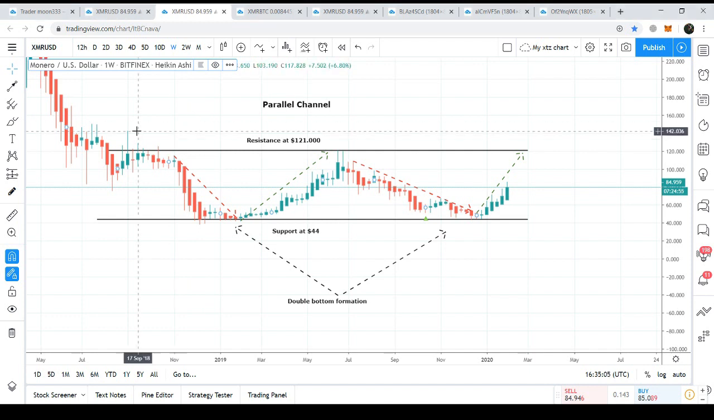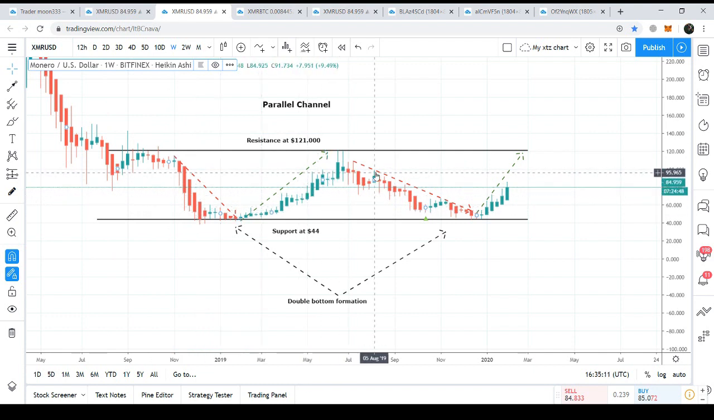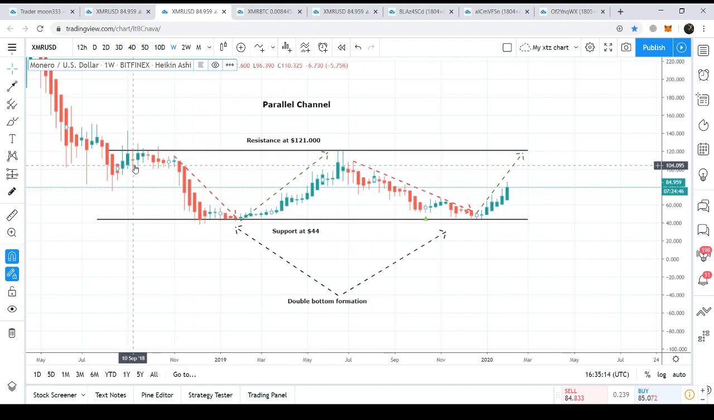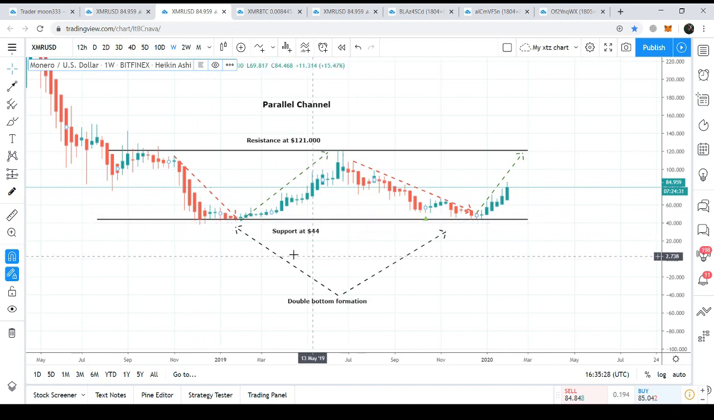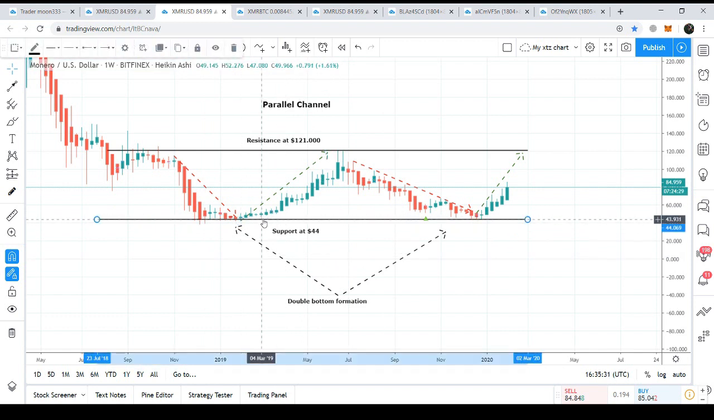And here we can see that after hitting this lowest point, it has found a channel, and it is moving within this channel. We have several touches at the resistance of the channel and several touches at the support of the channel. Even though the lowest point was $38.50, we have the lowest common three touches at $44. Therefore, our support is at $44 and our resistance is at $121.